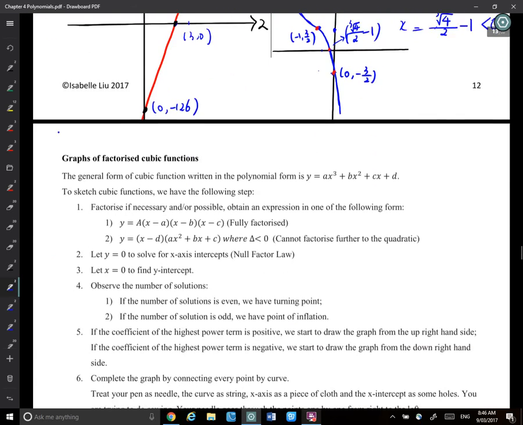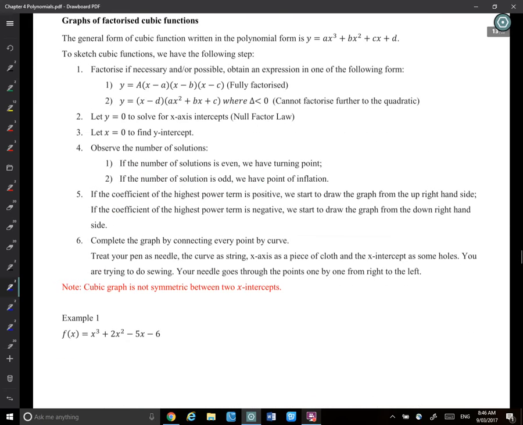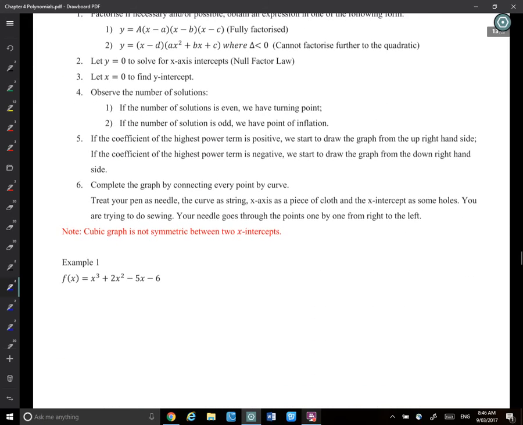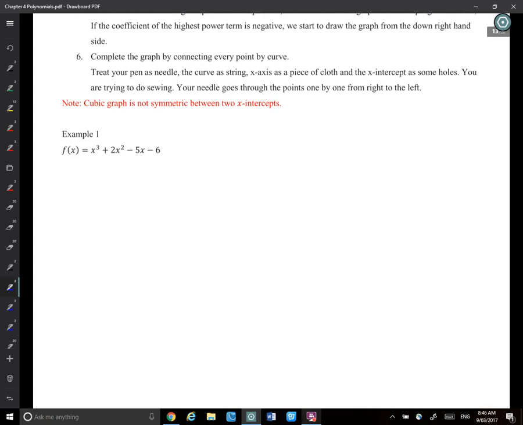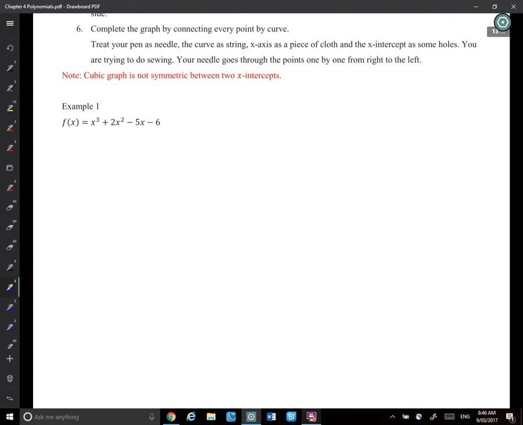Okay, and the next one is the graph of factorized form. All of this I will give you to read, because sometimes you forget how to do it and you can read back to this. But I'll directly do this question.